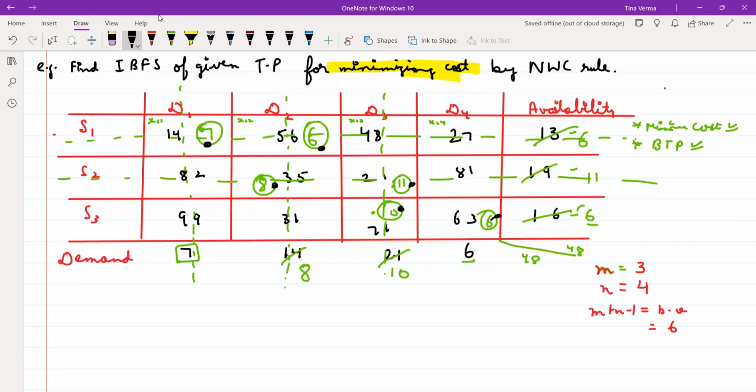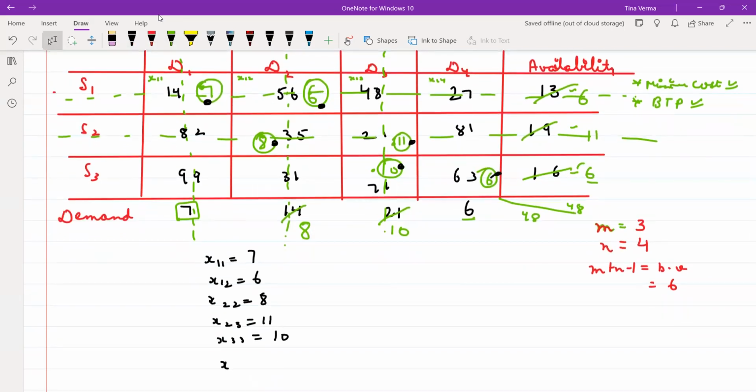वहां पे जब हमारे पास 3 इक्वेशन होती थी और 6 वेरिएबल्स होते थे, 3 वेरिएबल्स की वैल्यू मेरे पास है तो बाकी वेरिएबल्स क्या होते थे? 0, right? So here you have over here x11 you have 7, x12 you have 6, x22 you have 8, x23 you have 11 and x33 you have 10 and x34 is your 6.